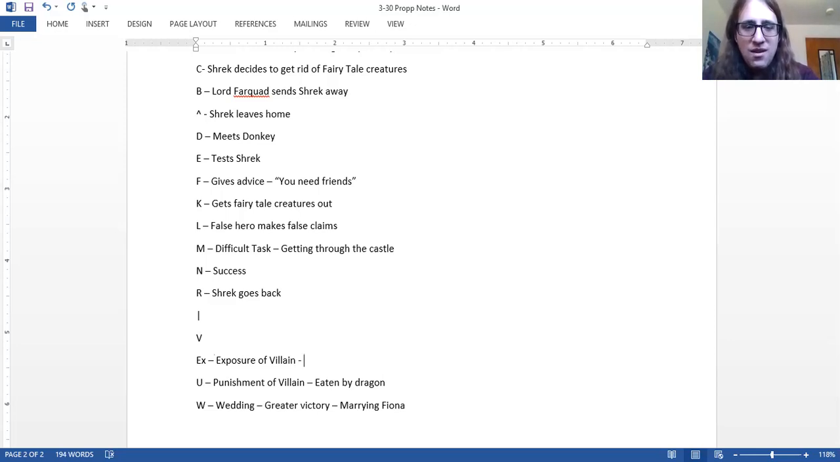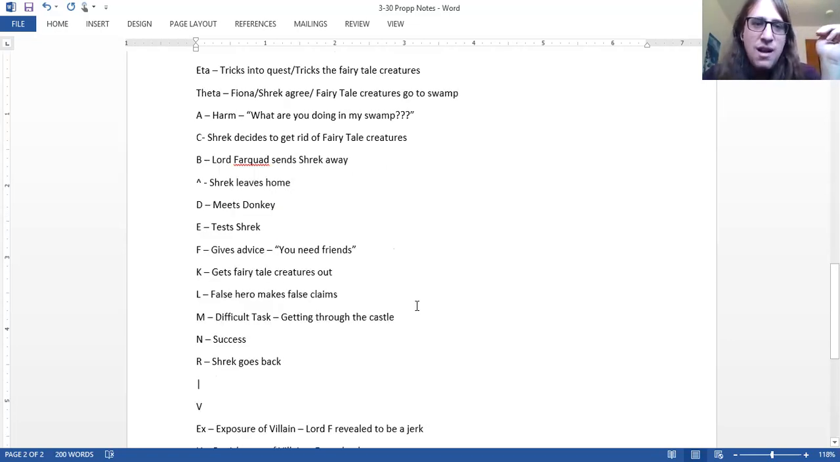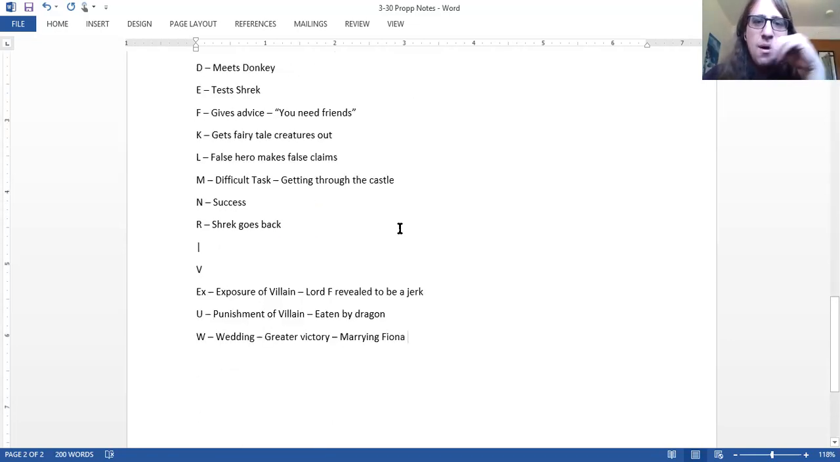Basically, Lord Farquaad is revealed to be a jerk at the wedding. So all this kind of happens at the same time, and that's fine. So all of this is the story. And these are kind of the main, I think with Shrek, we see a lot of the main stuff from the list of functions taking place.